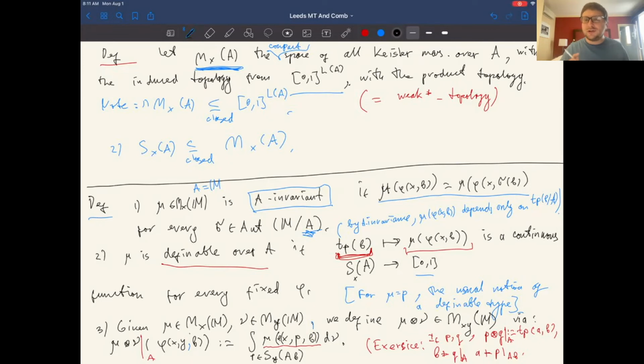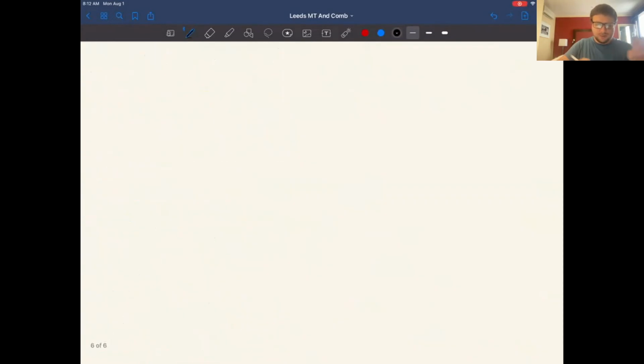Important point, this product is not commutative in general. So the order in which we take the product matters. Note, for example, that already at the level of types, this plays a role. For example, if I have the formula x is less than y in DLO, and take the type to be, let's say, at plus infinity.